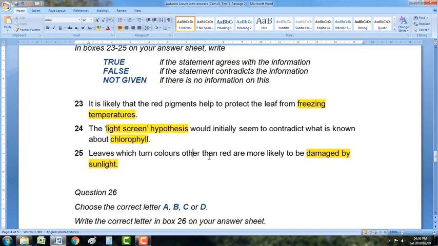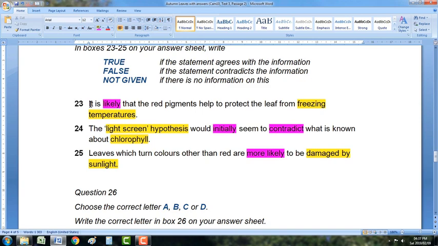So let's just focus on the target language for now. What do you think is the target language in 23? The target language is that. It is likely. What is the target language here? It could be initially, which means at the beginning, but it's also contradict. Does it agree or disagree? Contradict means disagree. And this one, again, they've gone for likely. So it was very important with these true, false, not givens, because they're very difficult to isolate that target language.